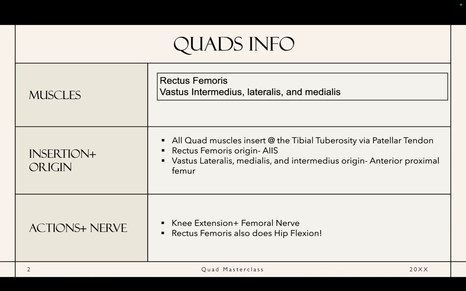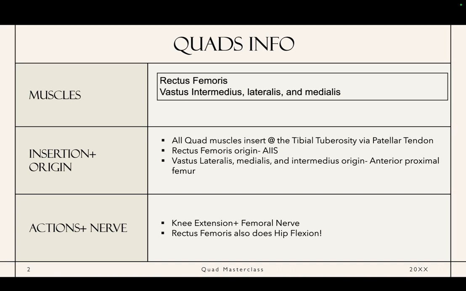So the rectus femoris does have the origin at the AIIS, whereas the vastus lateralis, medialis, and intermedius originate at the anterior proximal femur. Now, when it comes to the actions, these four muscles do extend the knee. However, only the rectus femoris does hip flexion. So the rectus femoris has two actions to its name, and all of them are going to be innervated by the femoral nerve.